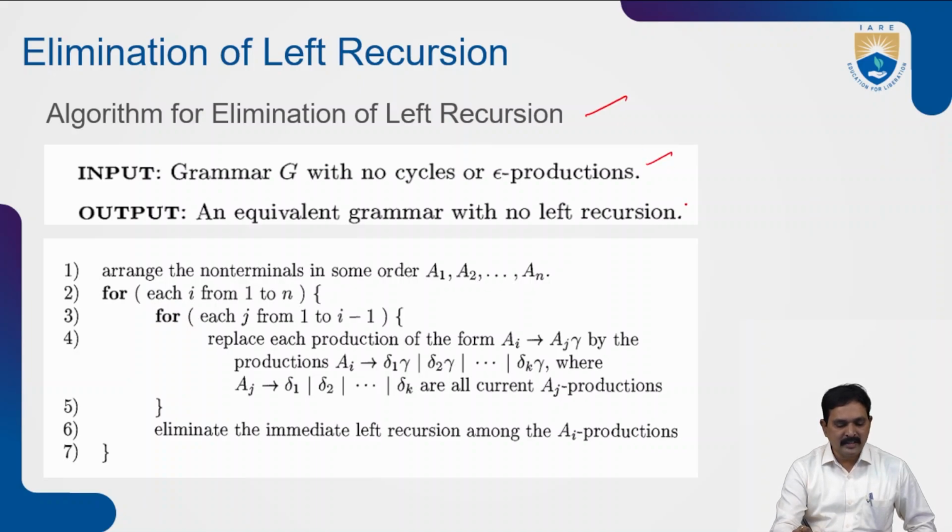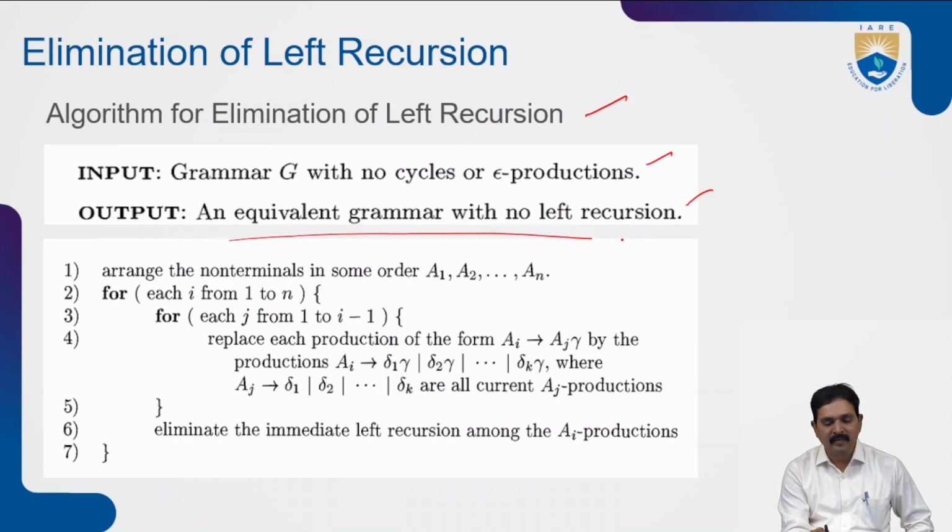You should know the process, what input we are taking: grammar G with no cycles and no null productions. You should take initially no null productions or no cycles only, and try to convert it into the equivalent grammar without left recursion. So as per our syntaxes only, you should follow. These are our syntaxes. You make sure the format after replacement becomes totally non-left recursive.